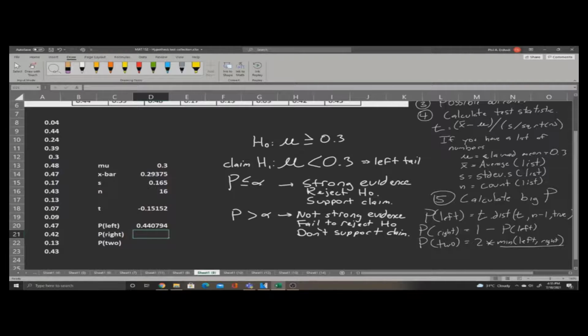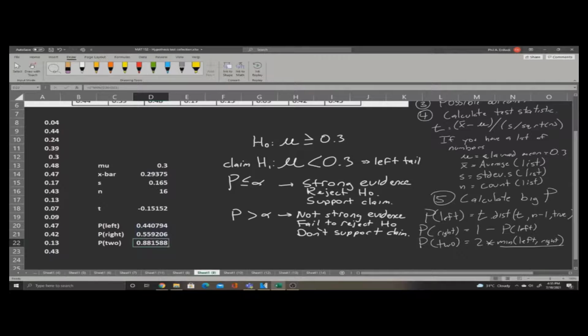If you need to do the right tail or two tail, the right tail will simply be equals 1 subtract the left. The two tail will equal 2 times whichever of the left or right is lower using the min function in Excel.